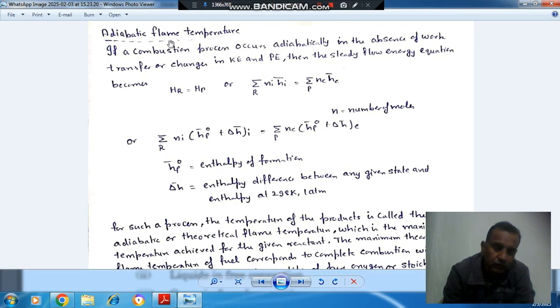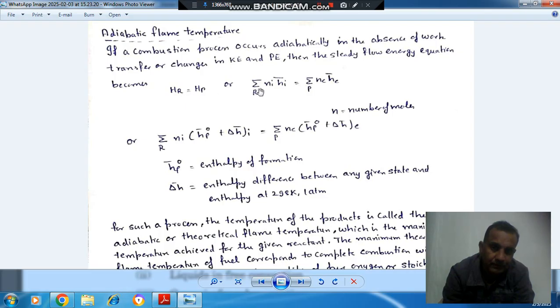So, first of all, defining adiabatic flame temperature. If a combustion process occurs adiabatically in the absence of work transfer or changes in KE and PE, then the steady flow energy equation becomes HR is equal to HP. HR is the total enthalpy of reactant, and HP is the total enthalpy of product. So there is no energy loss.